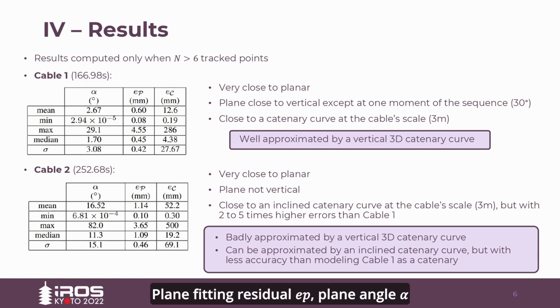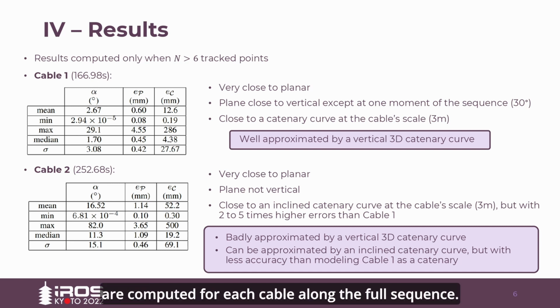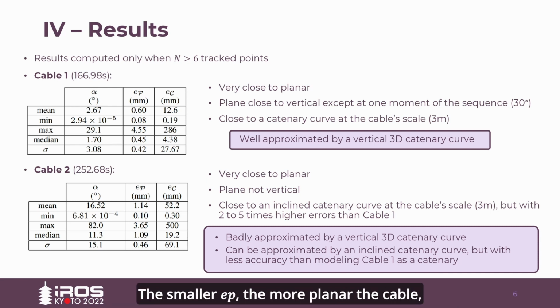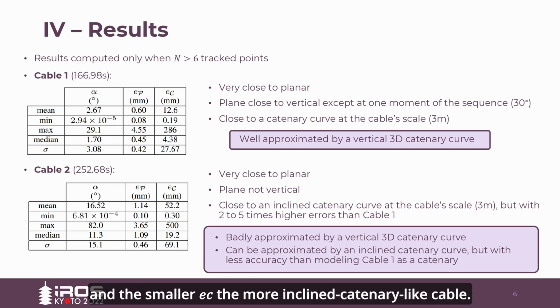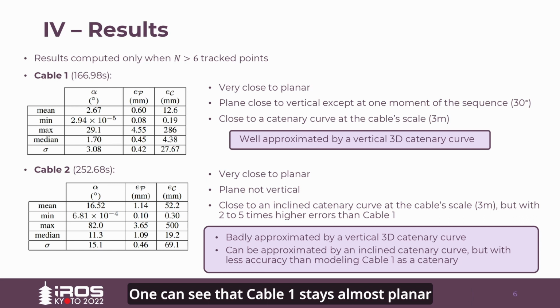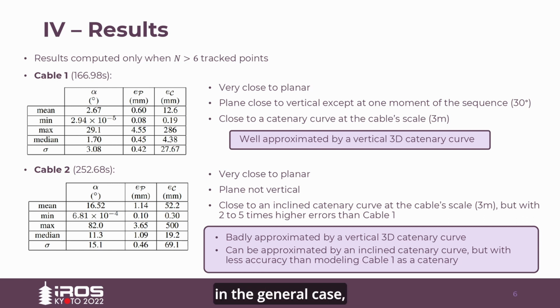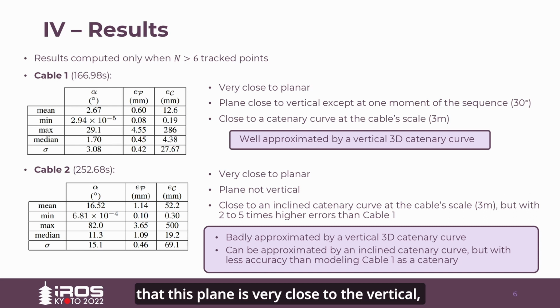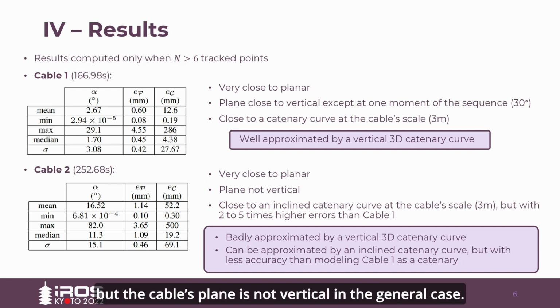Plane fitting residual EP, plane angle alpha, and inclined catenary fitting residual EC are computed for each cable along the full sequence. The smaller EP, the more planar the cable; the smaller alpha, the more vertical the plane; and the smaller EC, the more inclined catenary-like the cable. One can see that cable 1 stays almost planar in the general case, that this plane is very close to the vertical, and that the cable is very well fitted by an inclined catenary curve. Cable 2 stays almost planar too, and is quite well fitted by an inclined catenary, but the cable's plane is not vertical in the general case.